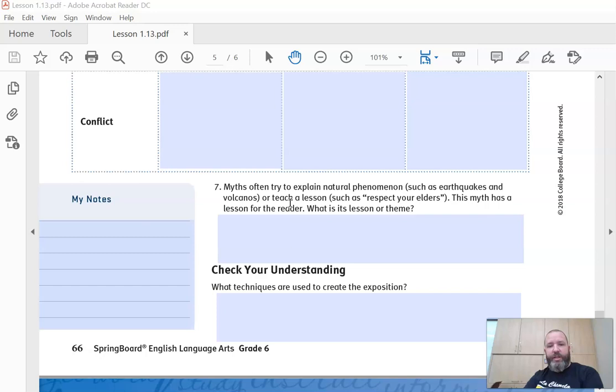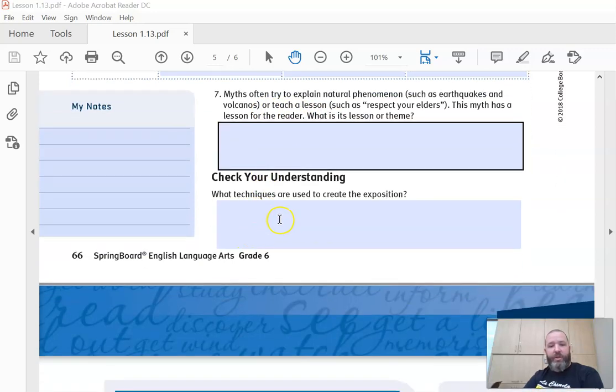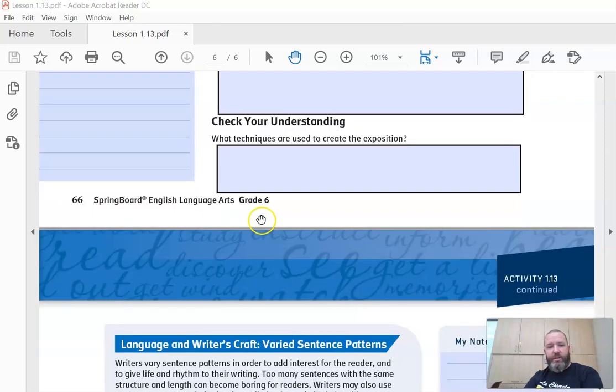Myths often try to explain natural phenomena such as earthquakes and volcanoes, or teach a lesson such as respect your elders. This myth has a lesson for the reader. What is its lesson or theme? What techniques are used to create the exposition? Remember, that's the beginning of the story, so what techniques do they use to start the story?